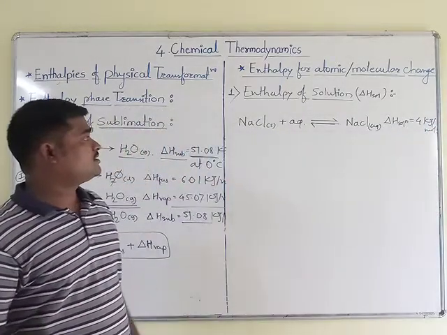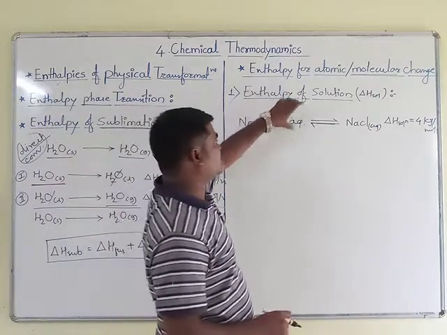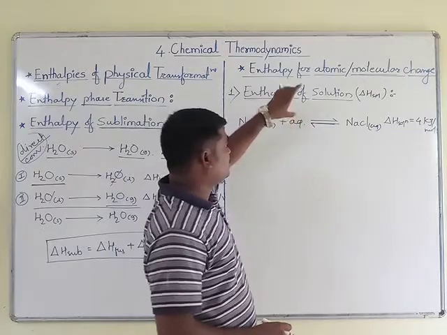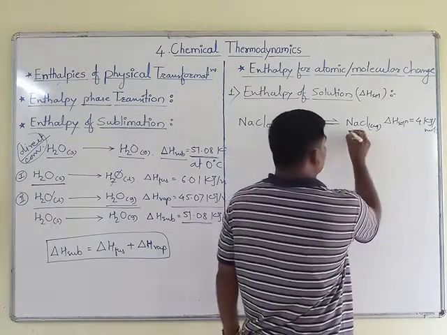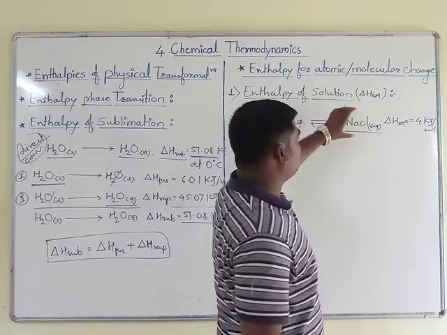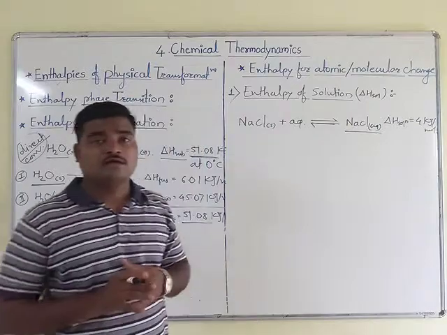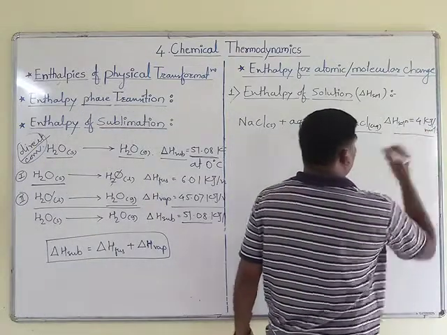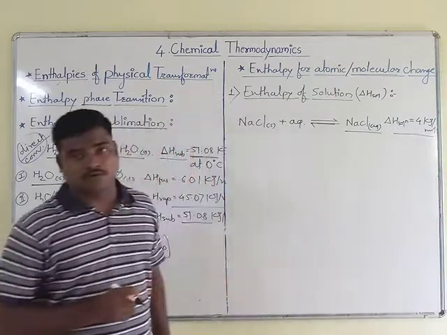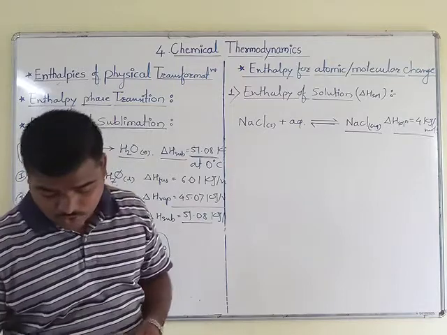Okay. So this is the overall conversion. NaCl, when it is in solid state, dissolves in the corresponding aqueous solvent, then a reversible reaction takes place. We get NaCl in aqueous condition, that is sodium chloride solution. And for this conversion, the enthalpy will be plus 4 kilojoule per mole. Okay. So this is the enthalpy of solution.